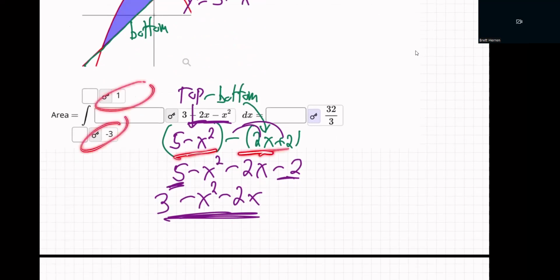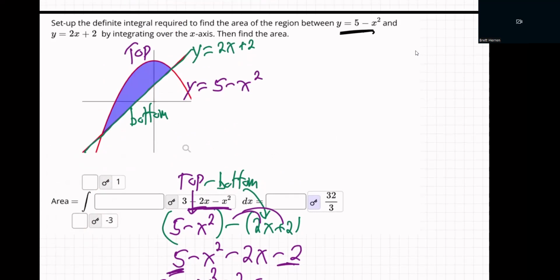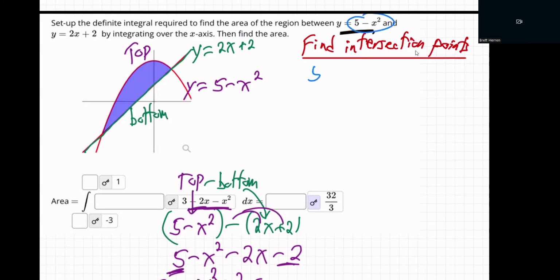Now, how do they find these two intersection points? That's the other thing. We'd have to find out where they are. So to find the intersection points, you've got to set the curves equal to each other. You take that one right here. So 5 minus x squared equal to the other one, 2x plus 2. You got to find out where they're equal, where they intersect, where these two points of intersection are.